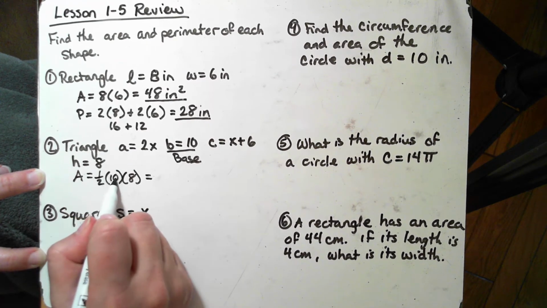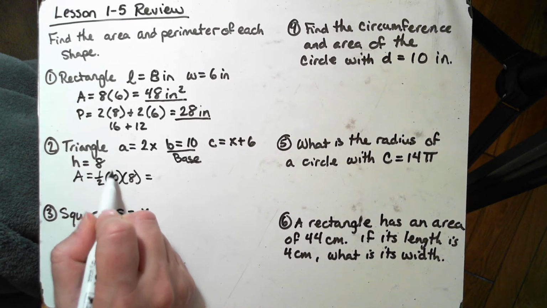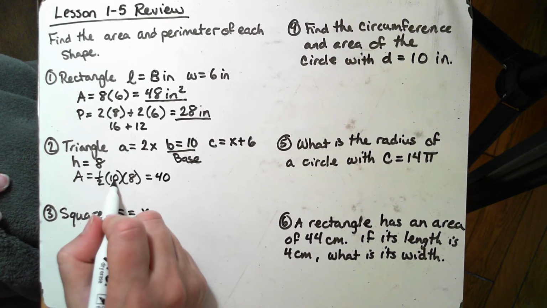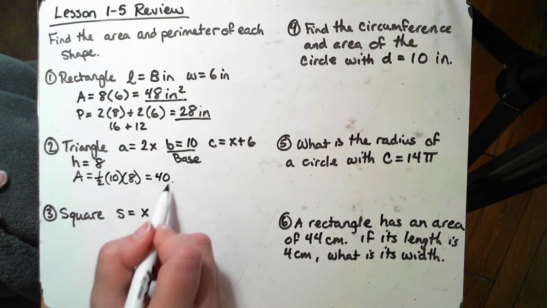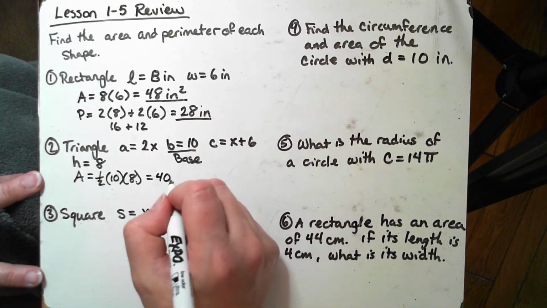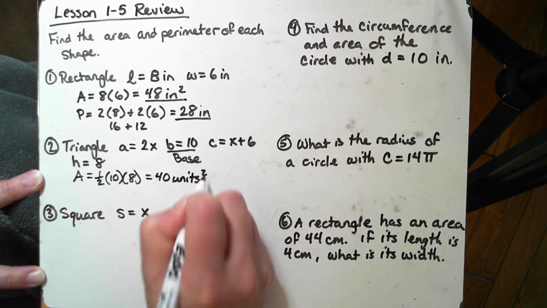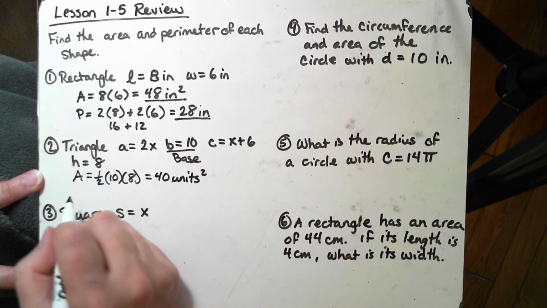So half of 10 is 5. The half is gone now. And it's just 5 times 8, which is 40. Okay? Half of 10 is 5, and then 5 times 8 is 40. So that is my measurement for the area. I'm just going to write units squared there because they didn't actually give me a measurement.